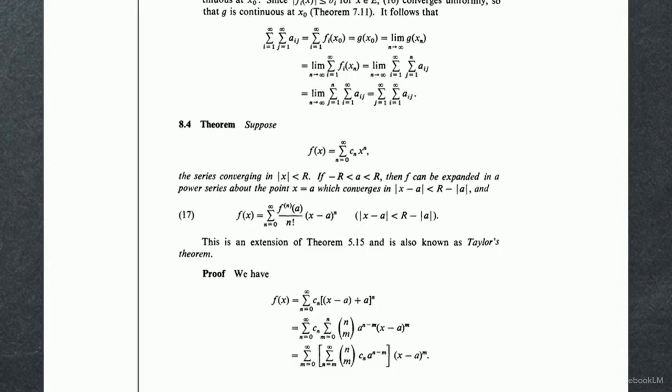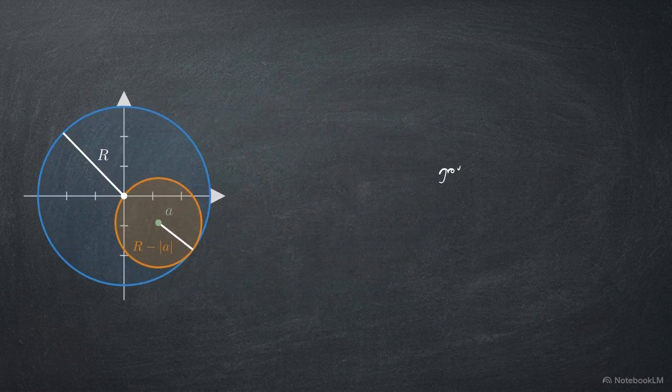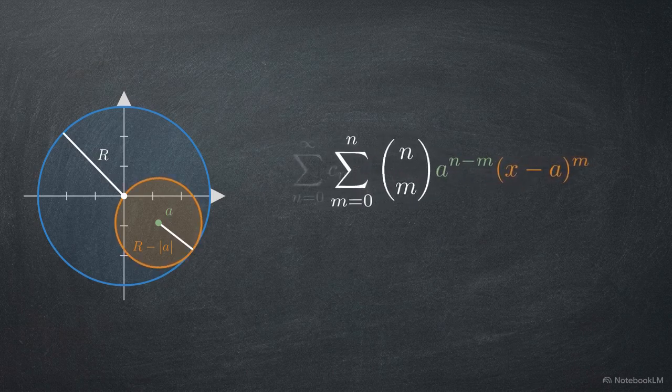Theorem 8.4 addresses this problem directly. Equation 17 shows the expansion of a power series about a completely new point, A. Geometrically, if we start with a circle of radius r centered at 0, we can select a new point A inside it. A new circle centered at A expands outward until it touches the original boundary line. The proof involves rewriting the initial term algebraically and expanding it using the binomial theorem.